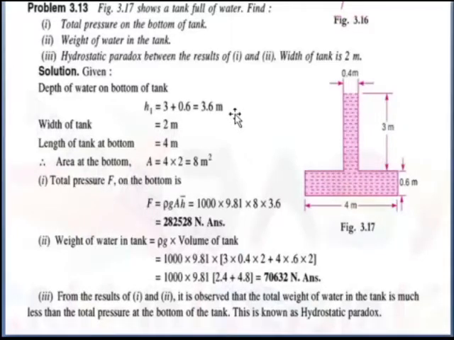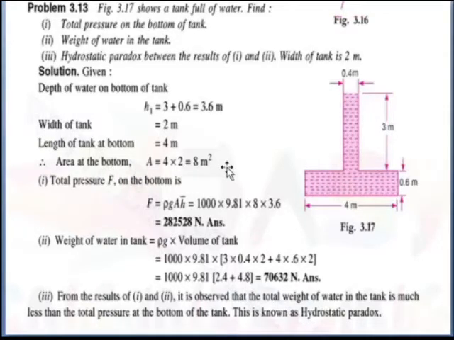Then they have given the width of the tank as 2 meters. The length of the tank at the bottom is 4 meters. Then the area at the bottom is equal to what? 4 into the width, which is 2. So the area of the bottom is 8 meters square.